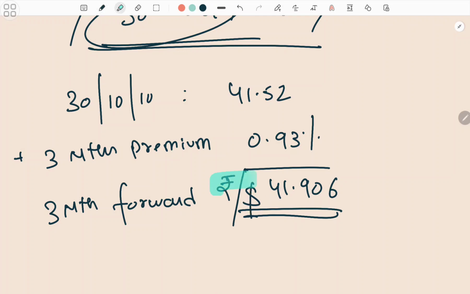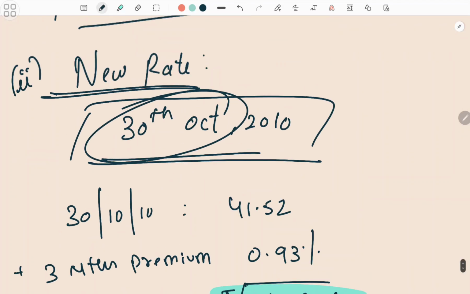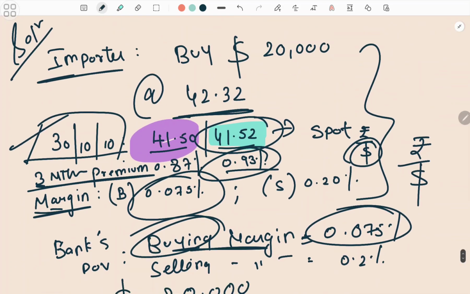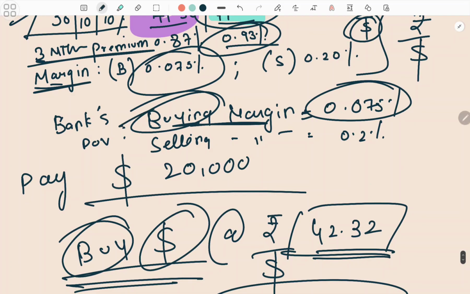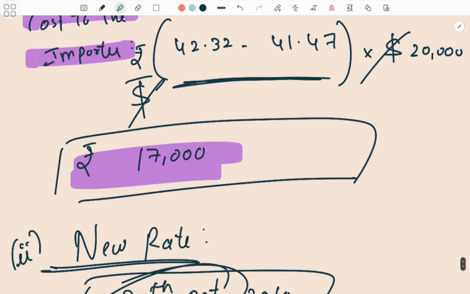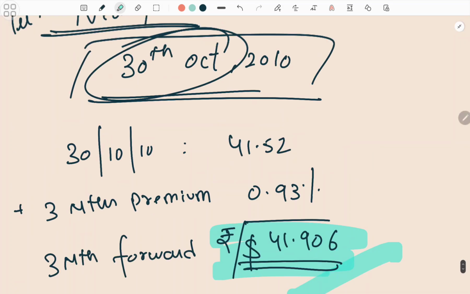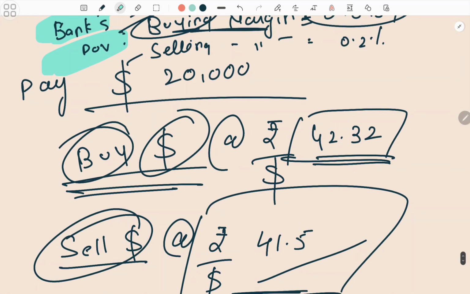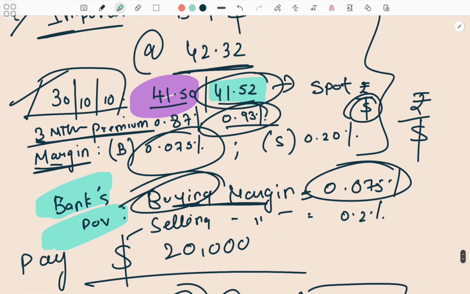But wait, this is also not the final rate, because in this particular question they've also given us the margin. See, the buying margin and the selling margin. Once again I'm repeating, these margins are from the banker's point of view. So the customer is going to buy the dollars at 41.90 here, right? Customer is going to buy, so bank is going to sell. So which is the selling margin here? From the bank's point of view, selling margin is 0.2%.